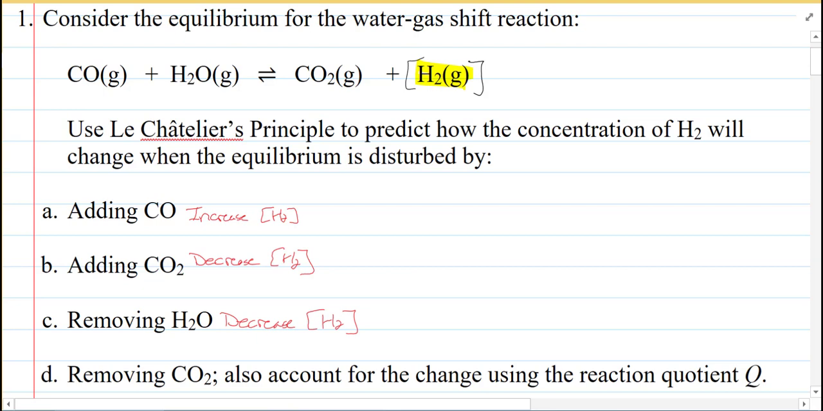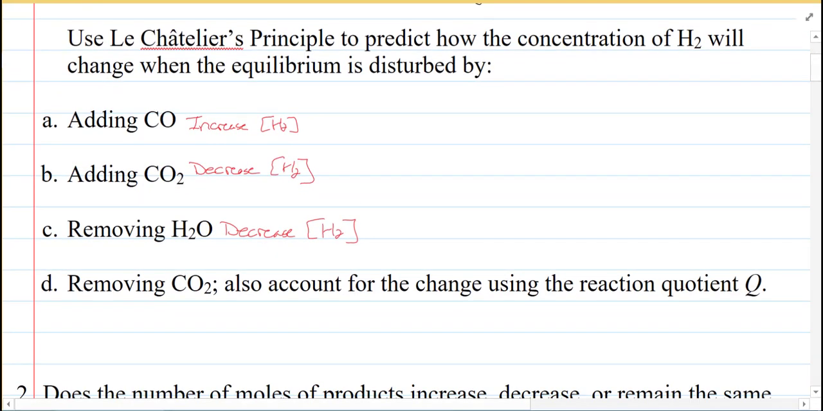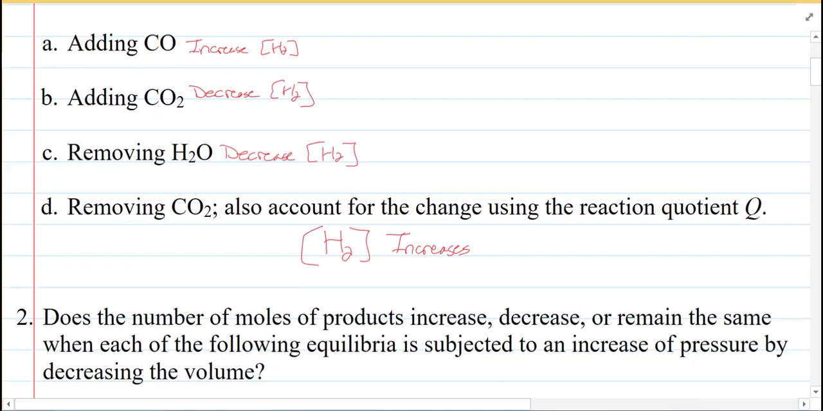Removing CO2. So now we're removing CO2. The opposite is going to happen. CO and H2O have to be made. So these guys have to fill in over here because this is leaving. That works out. So H2O increases. H2 concentration increases. And that's all it is with Le Chatelier's principle.